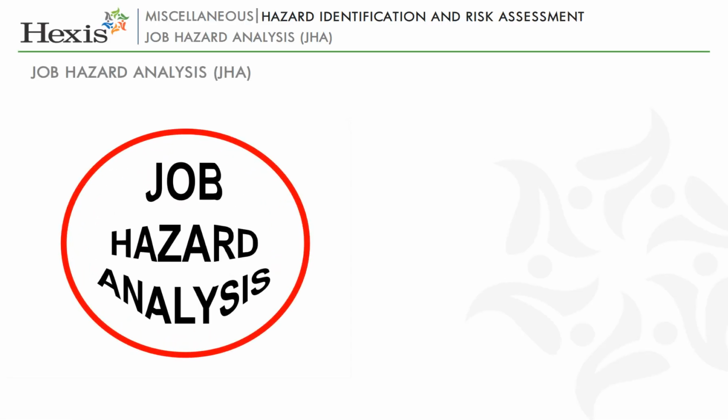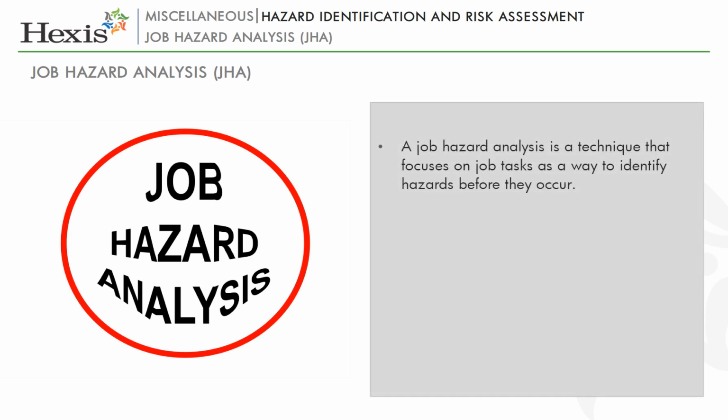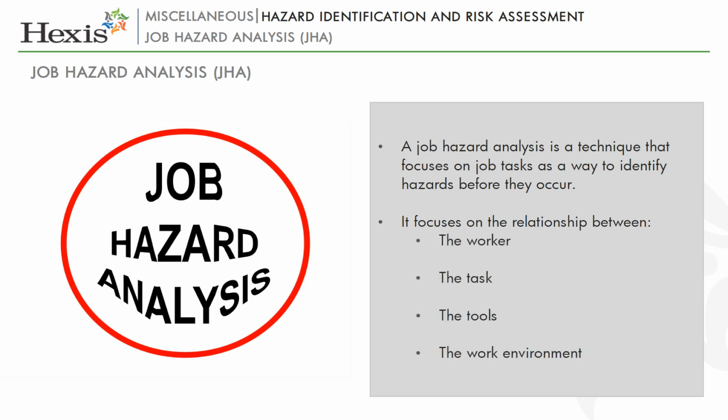In the previous section, we spoke about job hazard analysis. Let us now understand more about this term and how it is done. A job hazard analysis is a technique that focuses on job tasks as a way to identify hazards before they occur. It focuses on the relationship between the worker, the task, the tools, and the work environment. Ideally, after you identify uncontrolled hazards, you will take steps to eliminate or reduce them to an acceptable risk level.